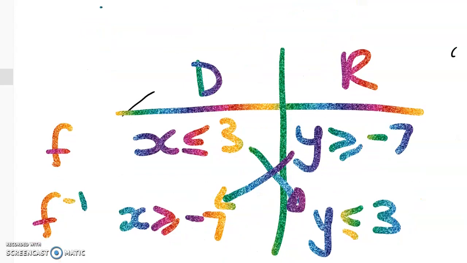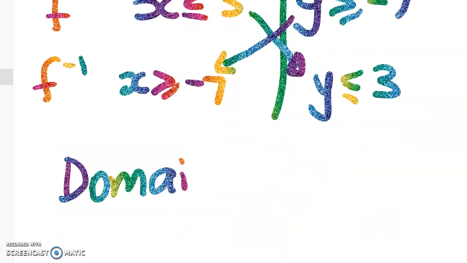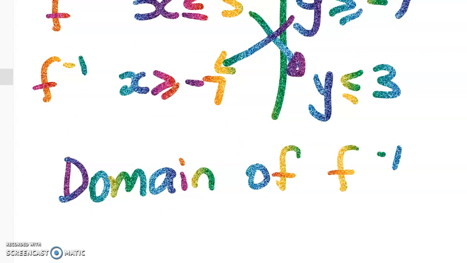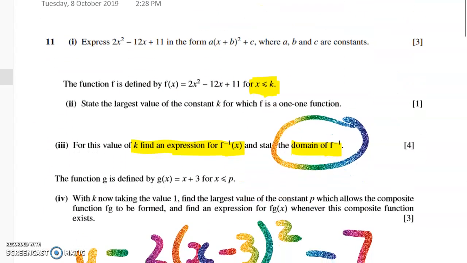Okay, so that's the first bit. So the domain of f inverse is x greater than or equal to negative 7. Right, hopefully so far so good. Please leave me some comments or send me an email if this is not making sense yet.